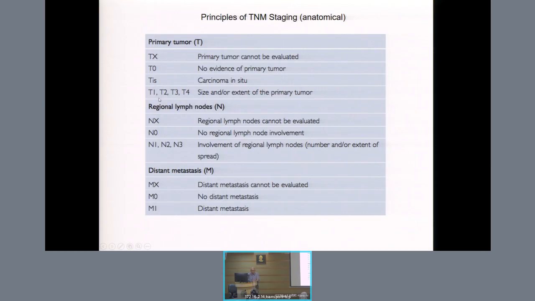T1 means, in breast cancer, up to 2 centimeter size. T2 means 2 to 5 centimeter size. T3 more than 5 centimeter size. And T4 when it involves the adjacent structures. Lymph nodes N1 to N3. Metastasis: M0 means no distant metastasis, M1 means distant metastasis.